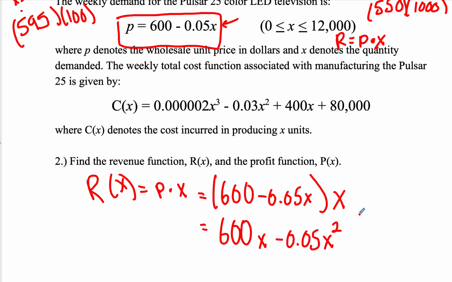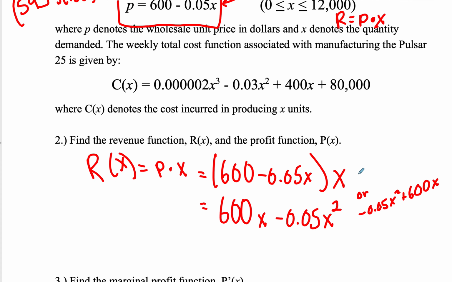Or you could have this the other way around. So the other way you could write this is negative 5/100 x squared plus 600x. That's the other way you could do it. Either one of these are mathematically equivalent, so they'd be the same.